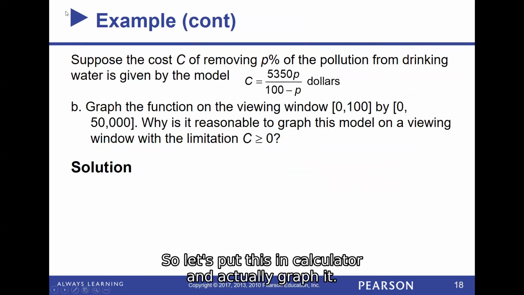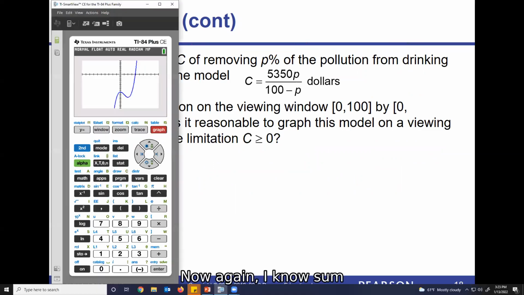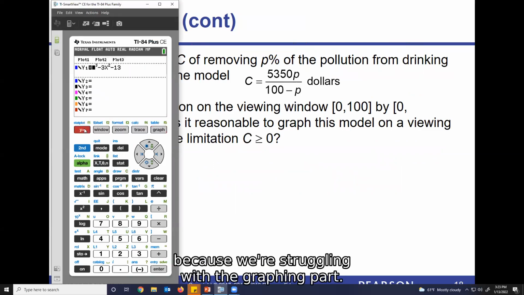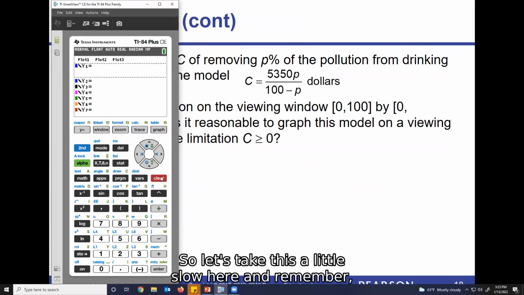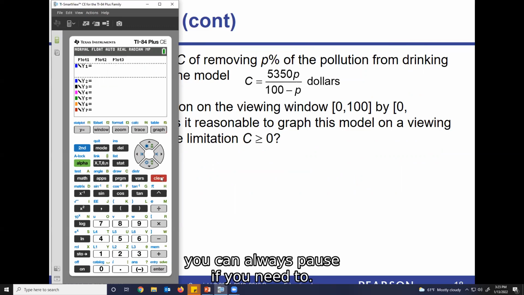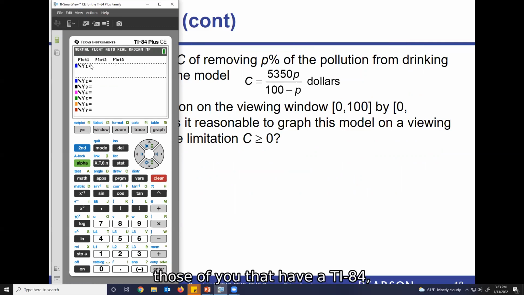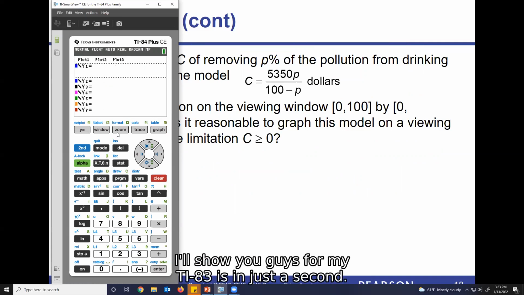So let's put this in the calculator and actually graph it. Now, again, I know some of you are struggling with the graphing part, so let's take this a little slow here. And remember, you can always pause if you need to. So let's start with our y equals. Those of y'all that have a TI-84, you're going to be able to do this here. I'll show you my TI-83s in just a second.